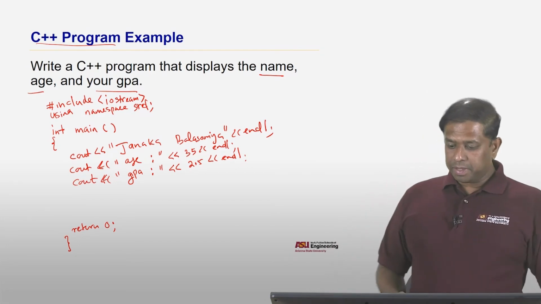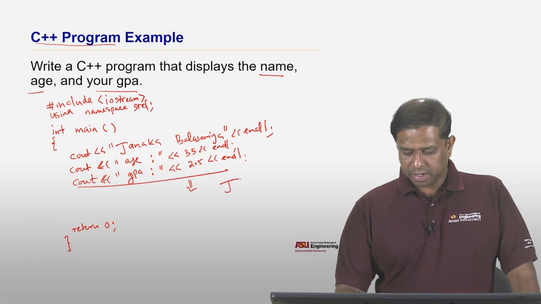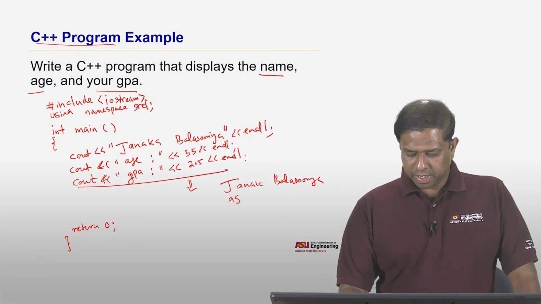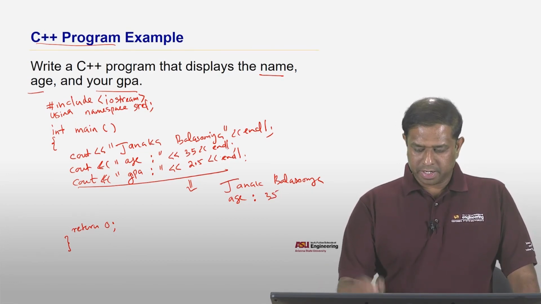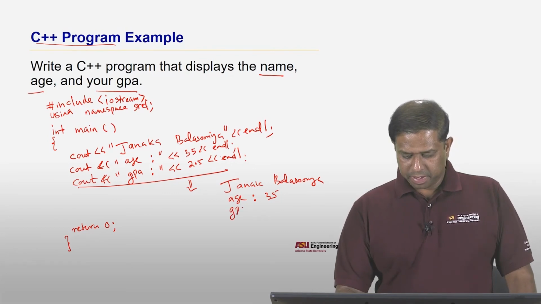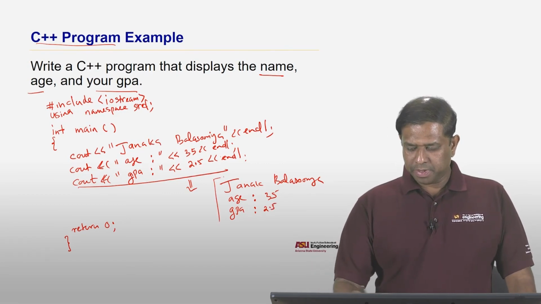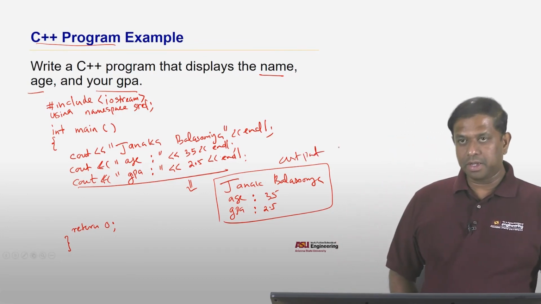When I run the program, the output will look like this. It will have the first name and then the last name in the first line. Because of the endl, we go to the next line, and in the next line we say age and then 35. Then it goes to the next line because of the endl statement right here. Then we have GPA and then 2.5. So this is going to be the output of this particular program.